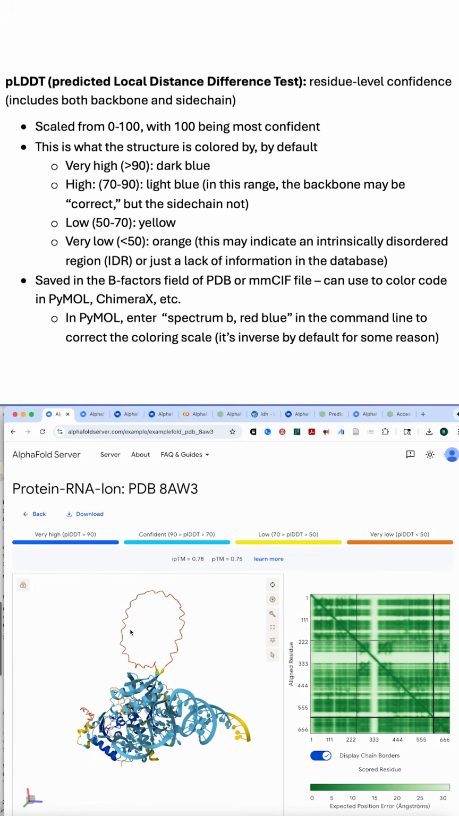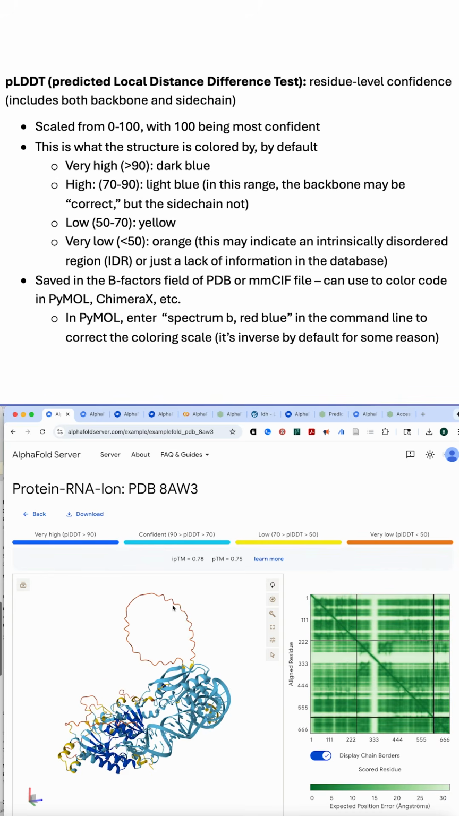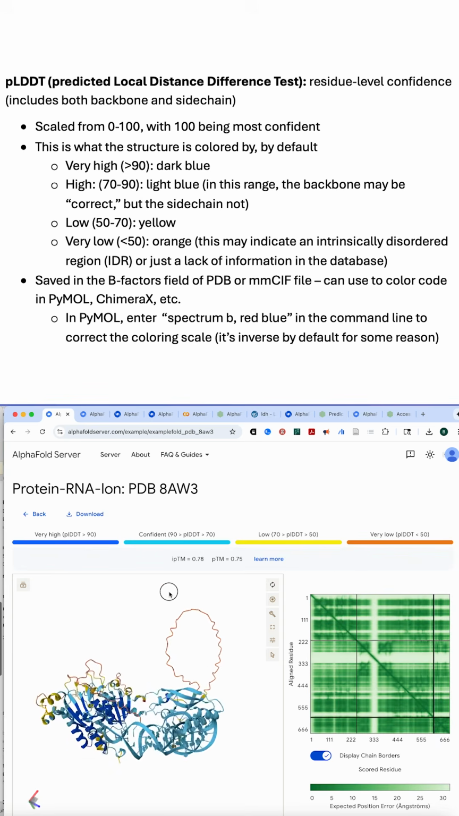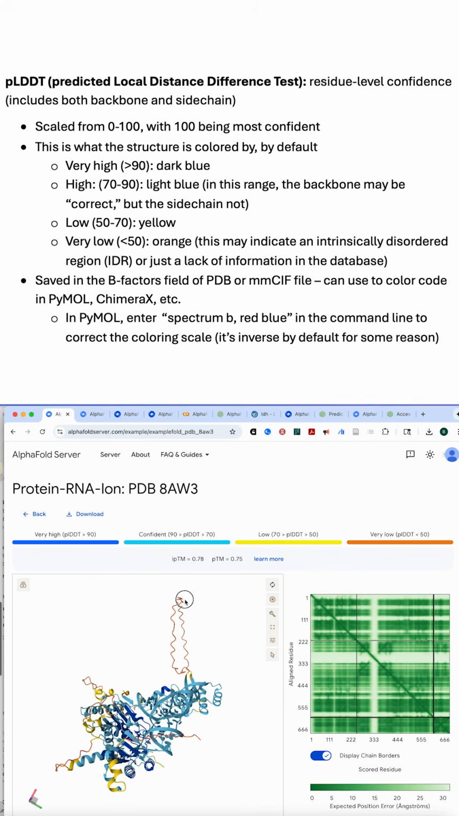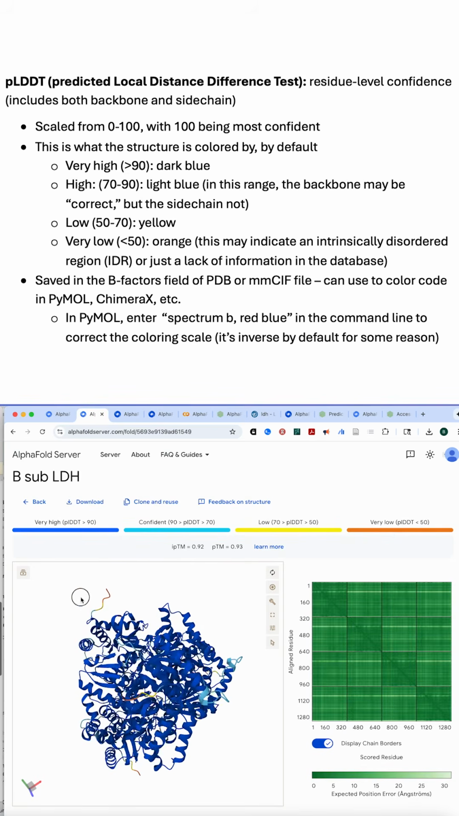PLDDT tells you about the residue level confidence, and that's actually what this is colored by. And so the high confidence is going to be in the dark blue, and then the low confidence is going to be in the orange. You can see that the orange, the low confidence regions, these often correspond to what are predicted to potentially be loops or intrinsically disordered regions. Often, even in structures where you have most of it be highly confident, the termini are going to have this lower confidence and be represented by this orange.